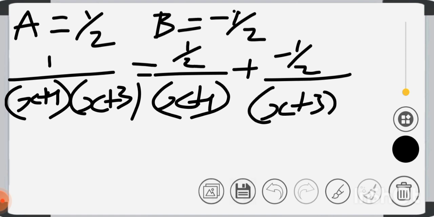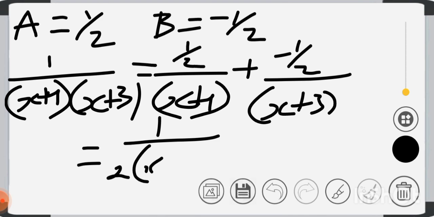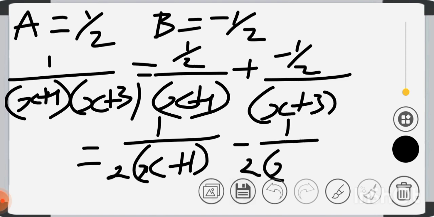Now we squeeze them, so these 2 can both come down to the downside. Since they are denominators, we'll have 1 over 2 bracket x plus 1, minus plus will give us minus 1 over 2 bracket x plus 3. So this will be the final answer.